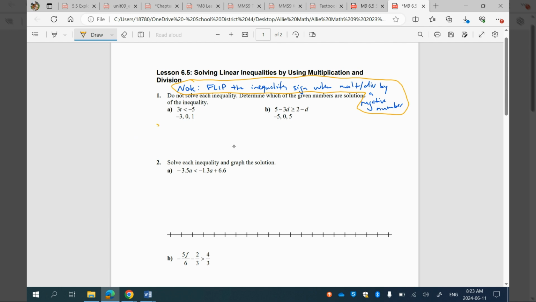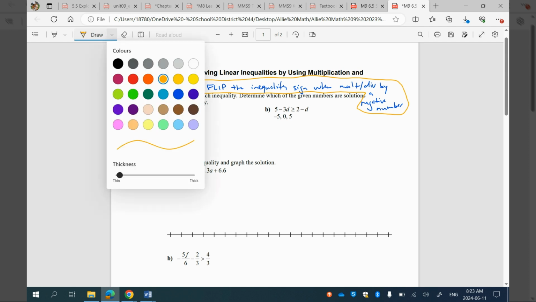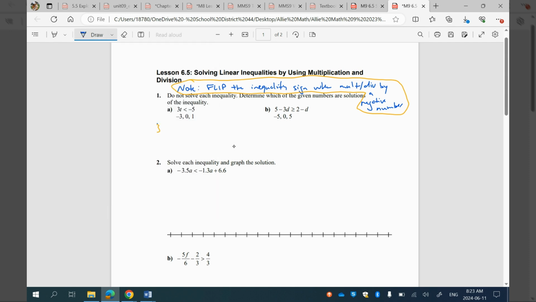So we can go 3, let's go to my blue. 3 times negative 3, is that less than negative 5? So 3 times negative 3 is negative 9. Is that less than negative 5? Yes, it is. So that does satisfy the inequality.